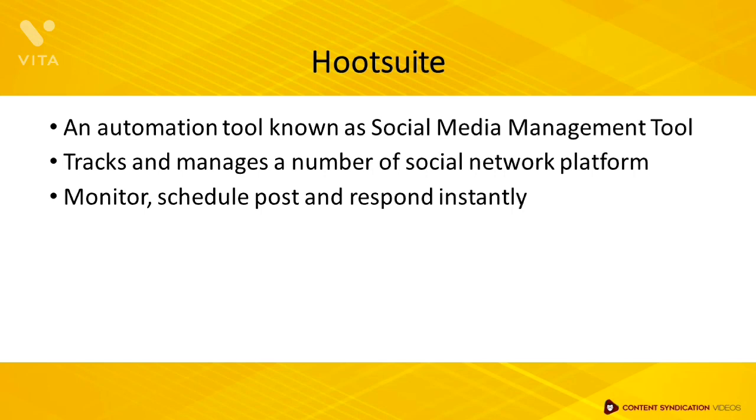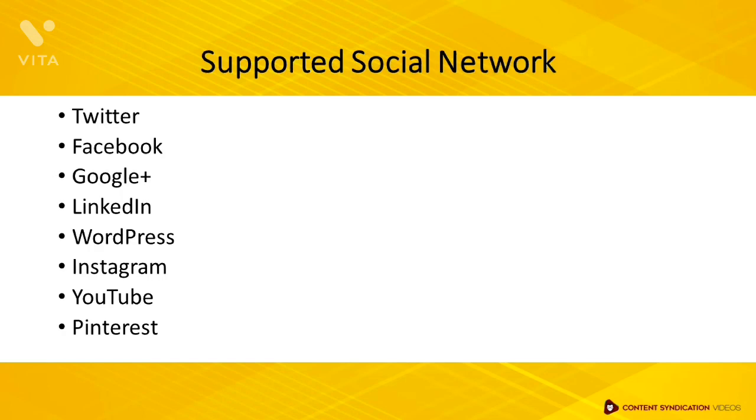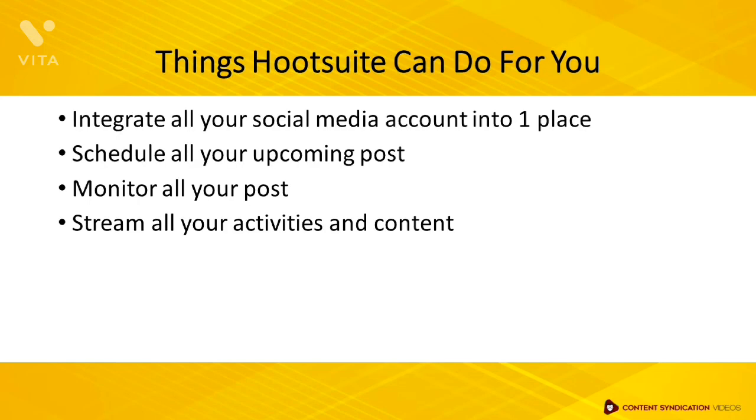So, what are the supported social network platforms? You can integrate almost all main social network accounts, namely Twitter, Facebook, Google+, LinkedIn, WordPress, Instagram, YouTube, and even Pinterest. All the social network platforms mentioned can be integrated into Hootsuite. Once you integrate them, you can schedule all your upcoming content for each social network account. It will automatically be posted once it reaches the date and time you've set. This includes monitoring and streaming your activities and content.